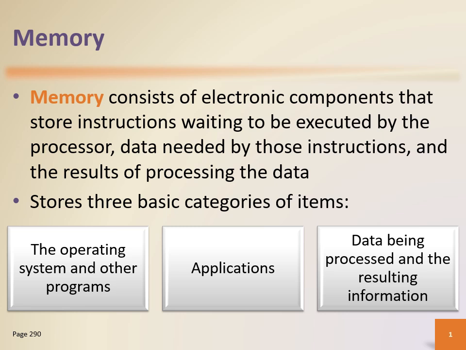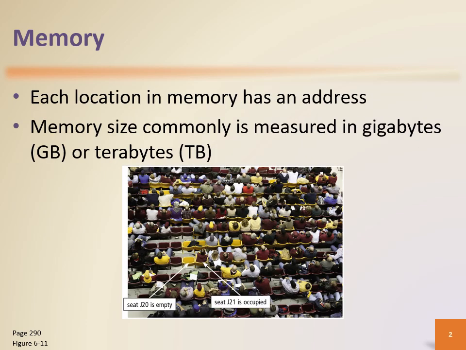So memory usually consists of some chips on the motherboard or any other circuit board in the computer, and this memory stores data and programs temporarily, not permanently. So whatever you open, until and unless you save it, it will be stored in memory. Each location in memory has an address, as we discussed earlier.